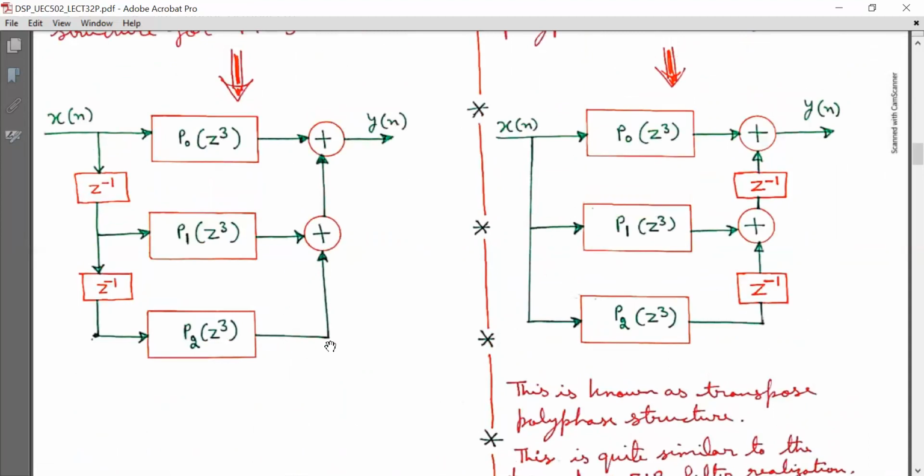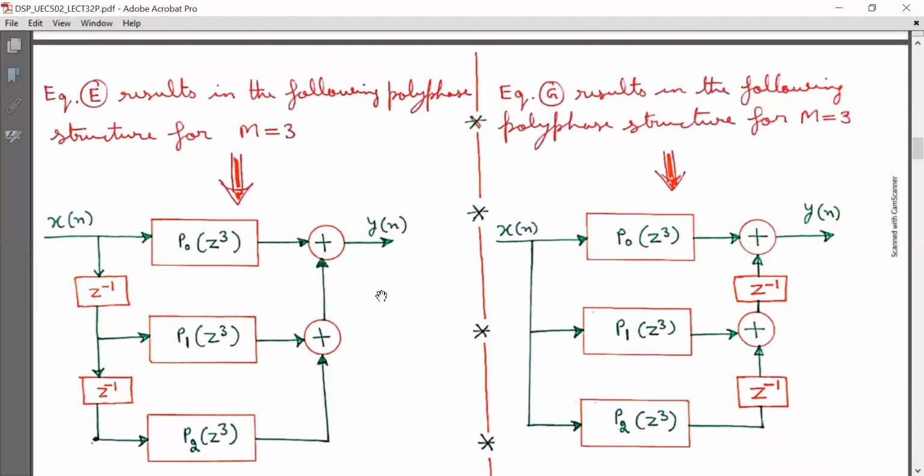So we will use these two structures in lieu of H(Z) to reduce the computational complexity of the overall multirate signal processing system. That is, to reduce the computational complexity of the decimation process or interpolation process.